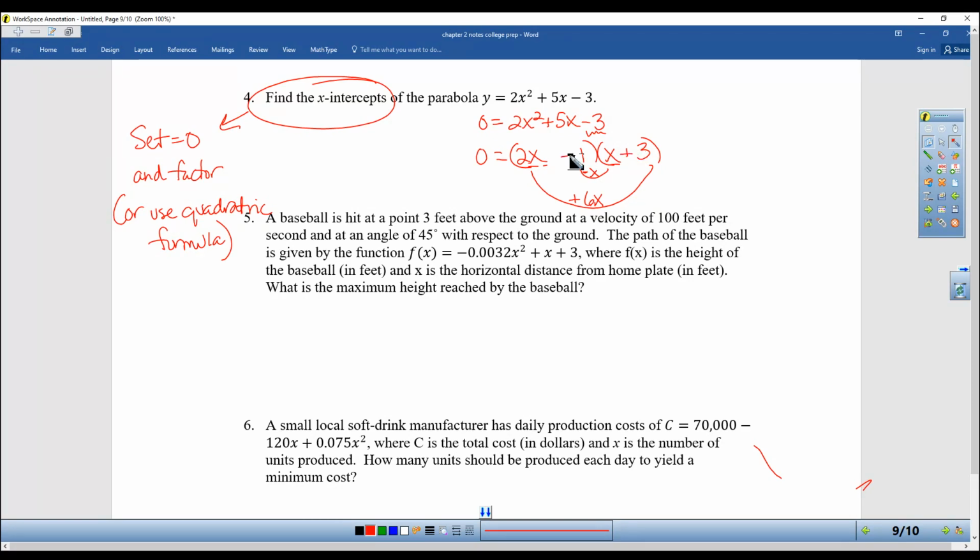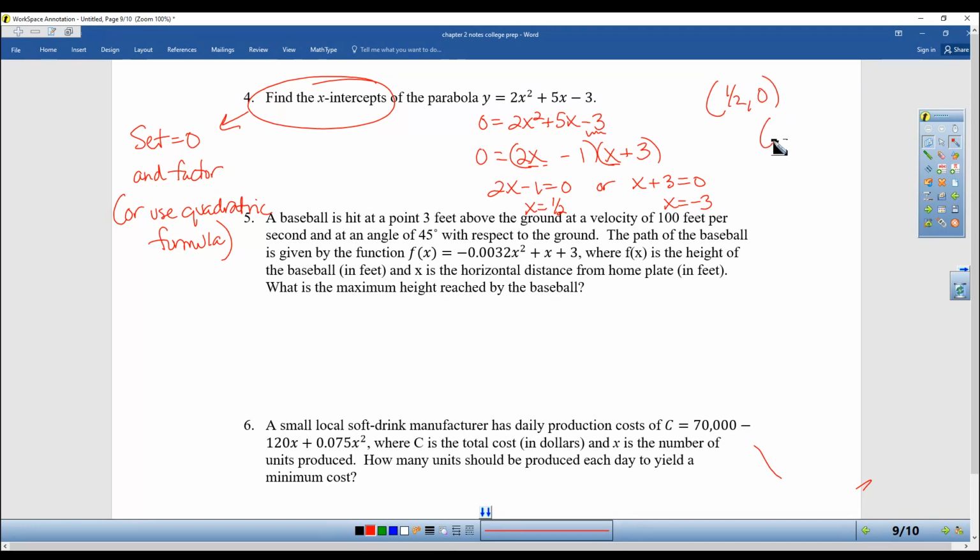So positive, negative. What does this mean for solving? It means either the 2x minus 1 is equal to 0 or the x plus 3 is equal to 0. Something is causing the answer to be 0. This one is easy. You can do it in your head. And this one you might be able to do in your head. Add 1 to both sides. Divide by 2. But remember, your answers must be ordered pairs.